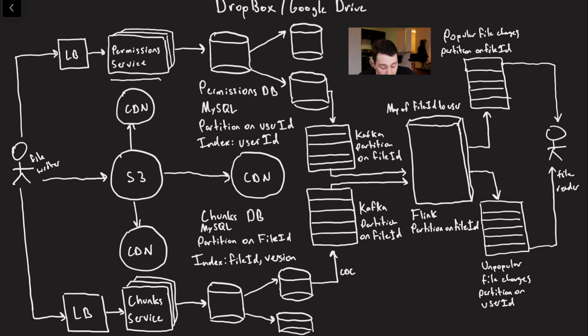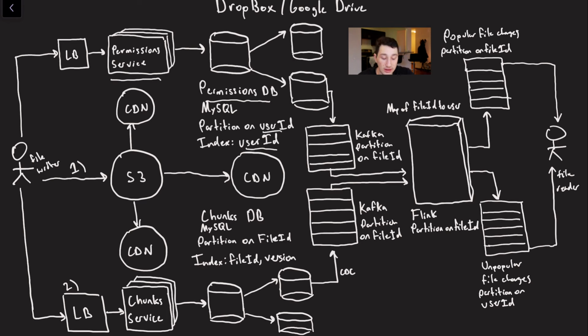And as we've already discussed, a permissions database, which we can shard on user ID and also index on user ID. So the query to figure out all of the documents that a given user has access to is nice and quick. Additionally, they can also upload a file. And when they do, we mentioned that the first thing that would happen is it would go over to S3. And then the second thing that would happen is we would go over to the chunk service.